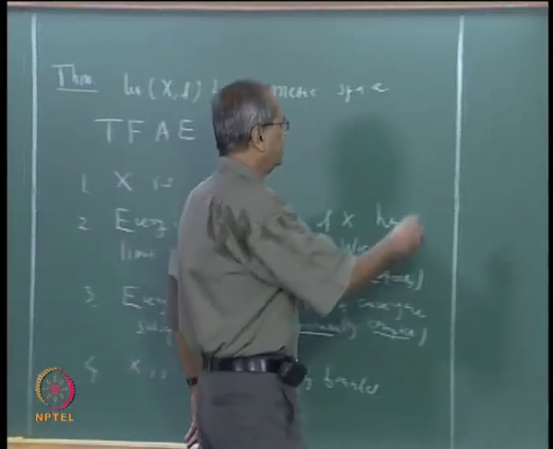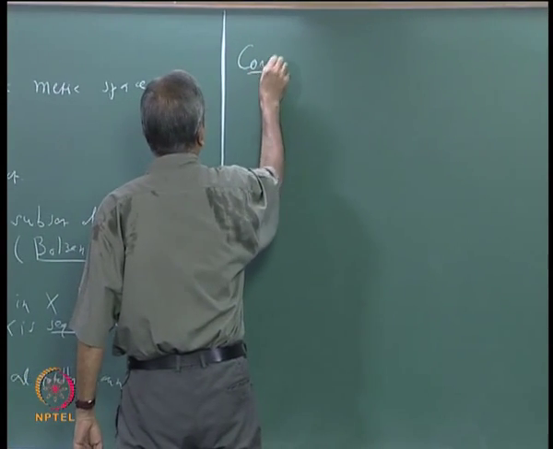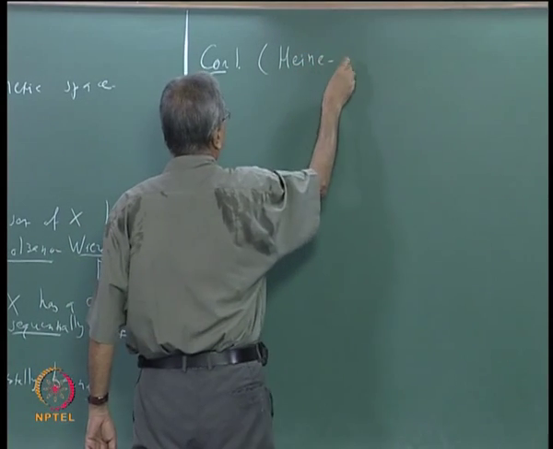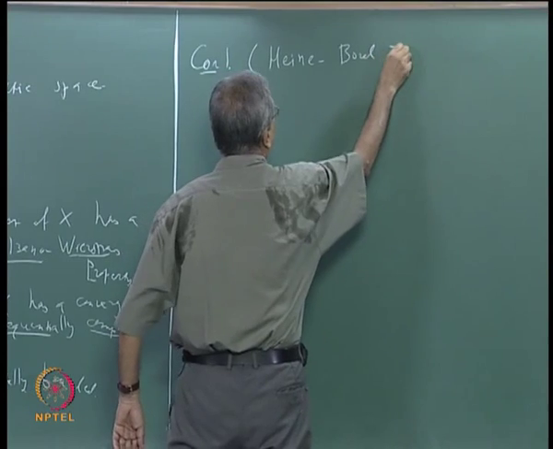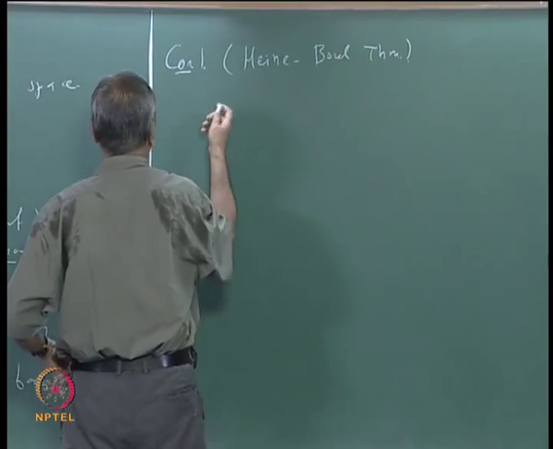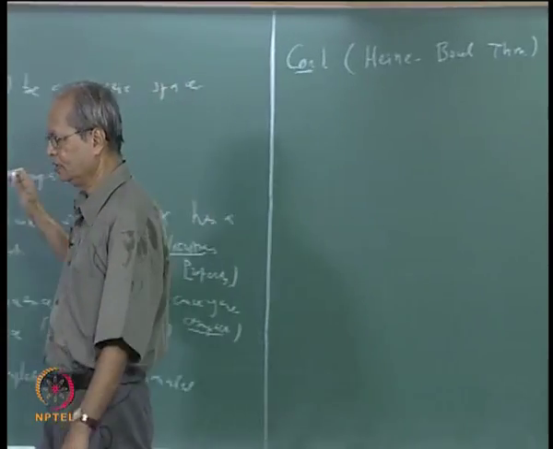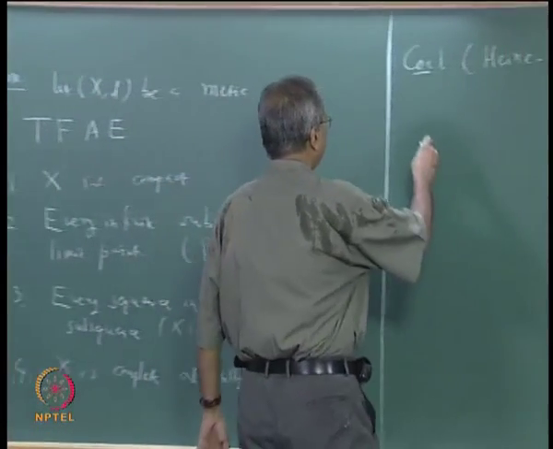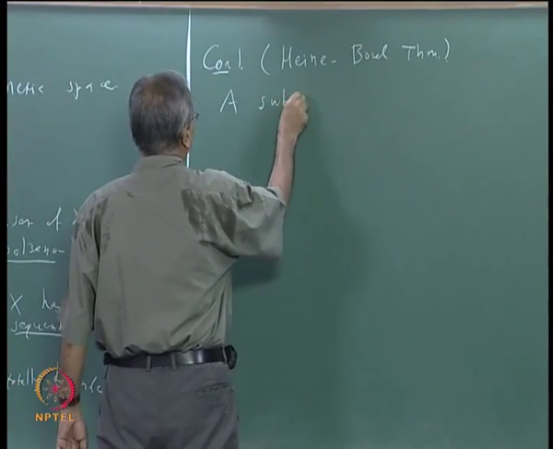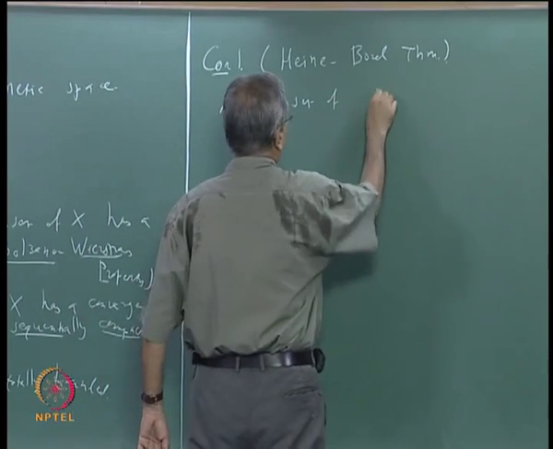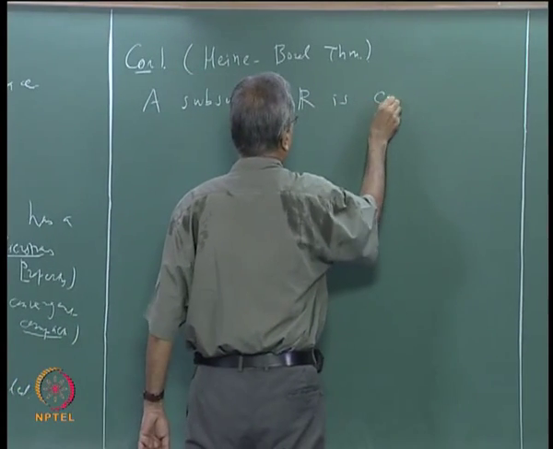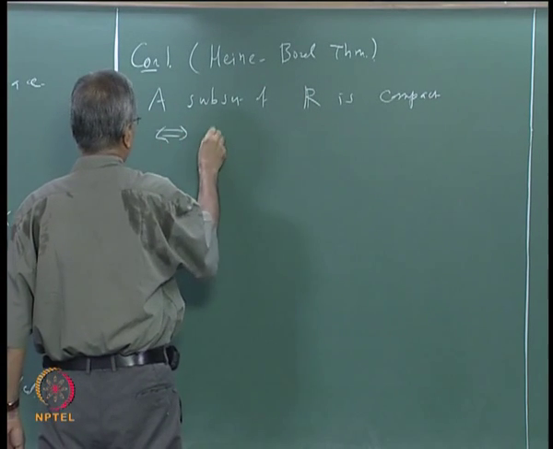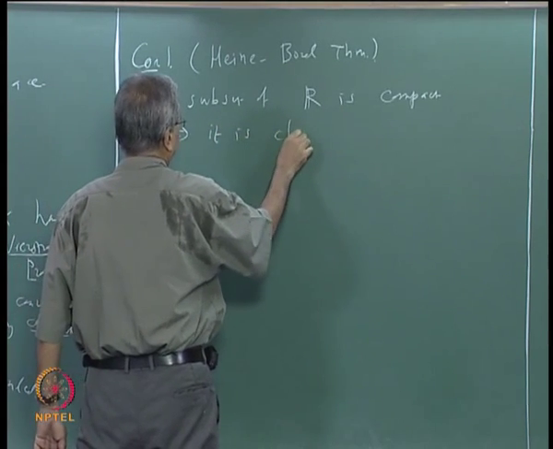Let me write that as a corollary. Corollary 1, the Heine-Borel theorem. So what does the theorem say? That a subset of the real line with the usual metric is compact if and only if it is closed and bounded. A subset of R is compact if and only if it is closed and bounded.